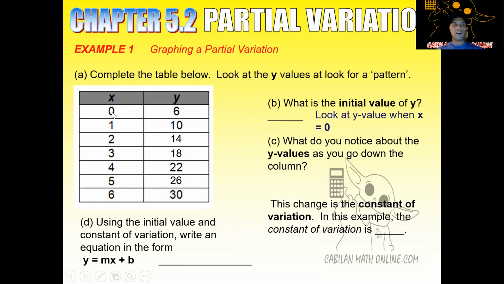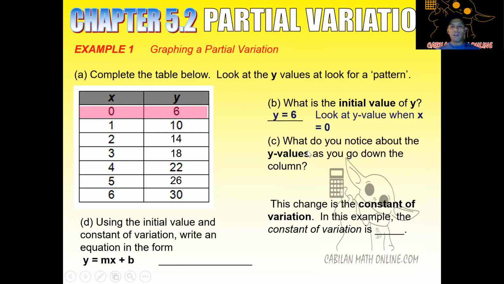Now what I'm going to do there is highlight that so you can see that the number that is right beside that 0 is the number 6. So this 6 here, that's going to be the initial value of this particular relationship. All right. So that's how you find the initial value of any table of values. Just look at the value of the y when x is 0, okay? And there are no exceptions to that.